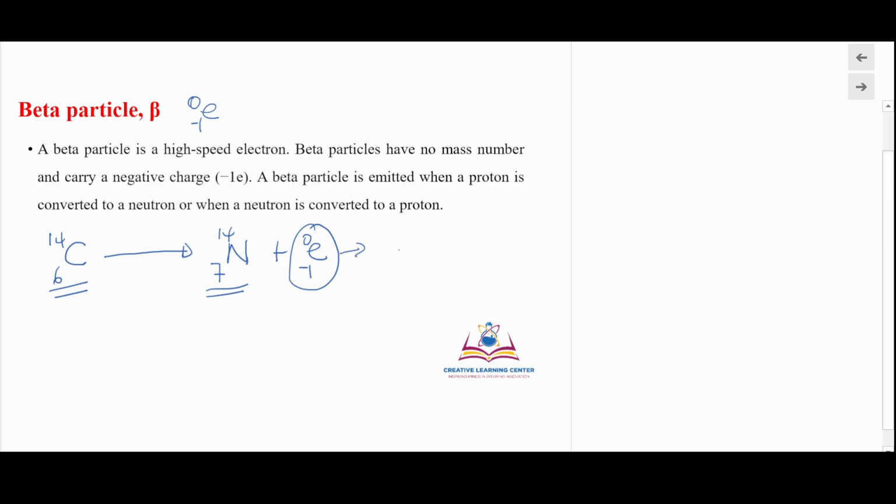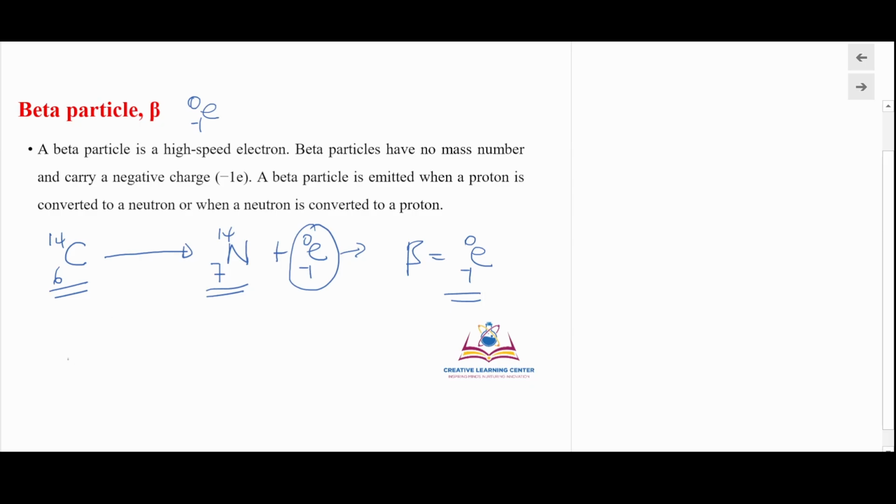What you need to understand is that the beta particle is the same as the electron, or 0 negative 1. You need to remember that. You should not get confused. We have said the alpha is helium. The beta is an electron, which is 0 negative 1. That's what happens. I can put another example here.